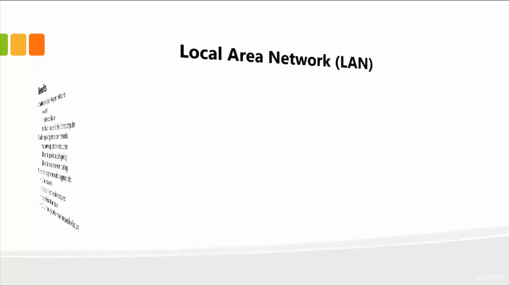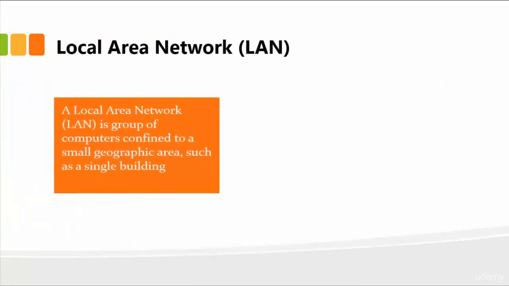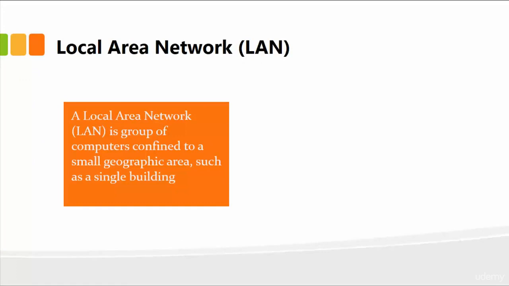So the local area network. Now we understand the basic configurations, the peer-to-peer and the server-based model. The local area network is a group of computers confined to a small geographic area, such as a single building, or an office space, for example, on a certain floor of that building. You may have your own local area network. No outsiders are allowed, only people that you authorize or place on that network are able to share resources.